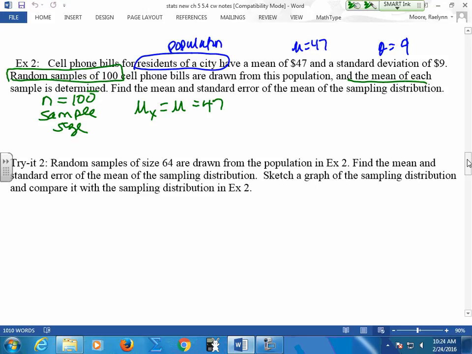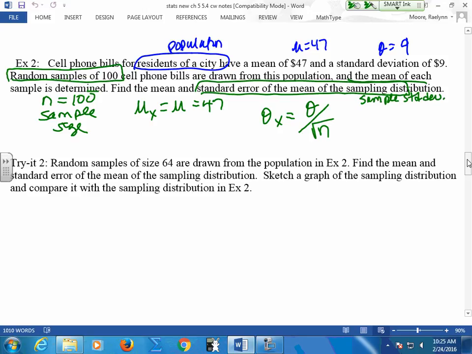So, this is also the standard error of the mean of the sampling distribution. This is what's called your sample standard deviation. They refer to it as the standard error of the mean of the sampling distribution. The words are so annoying in this, but bear with it. All we're going to do is take the standard deviation from the population and divide it by the square root of how many are in your sample.